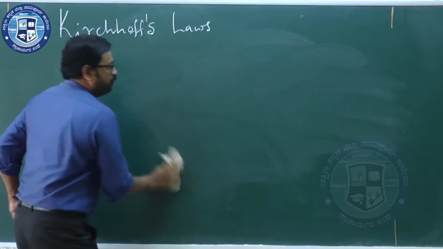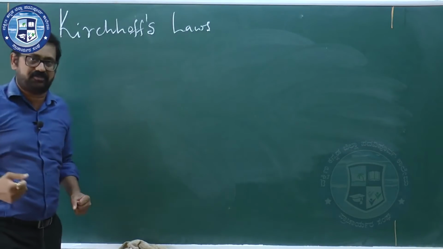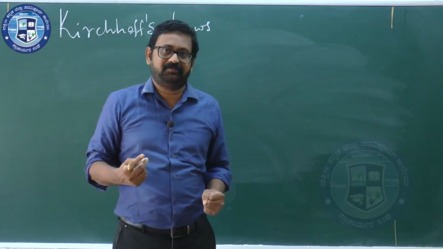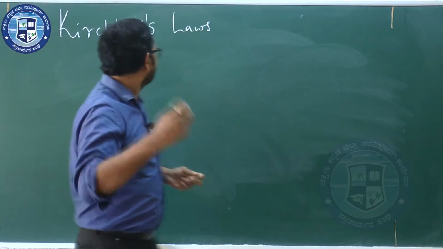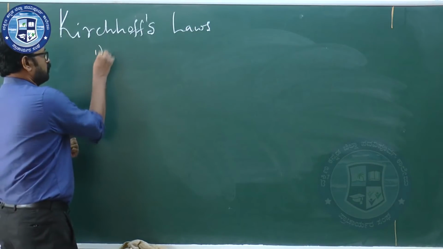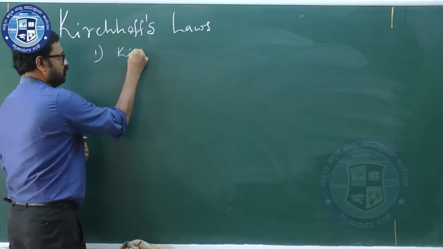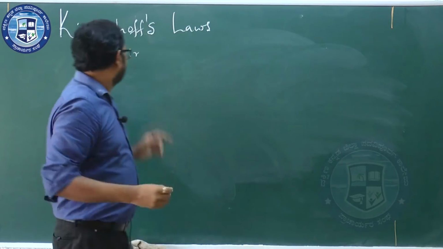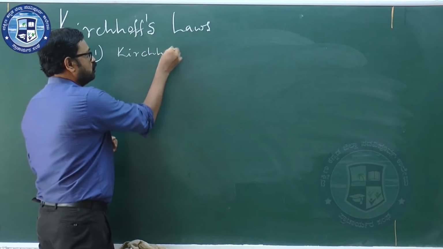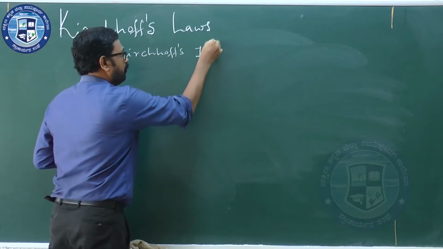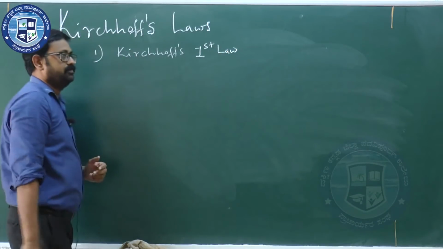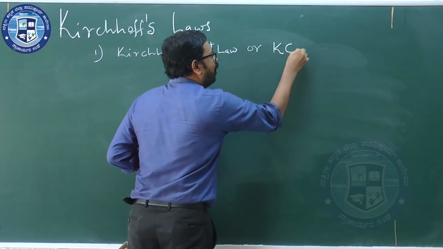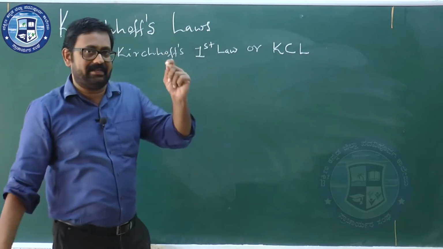So when I said Kirchhoff's laws, it is understood that there is more than one law. That's why it is laws, more than one law. So there are two laws actually. Of course, like Newton's laws of motion, there is a first law, second law, third law. The first one in the order you can call Kirchhoff's first law, which is also called Kirchhoff's current law. In short form, we call it KCL.